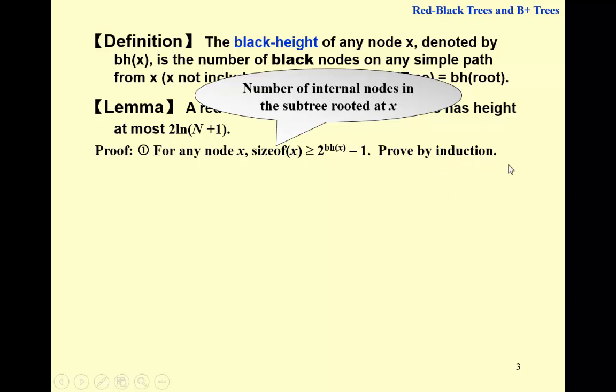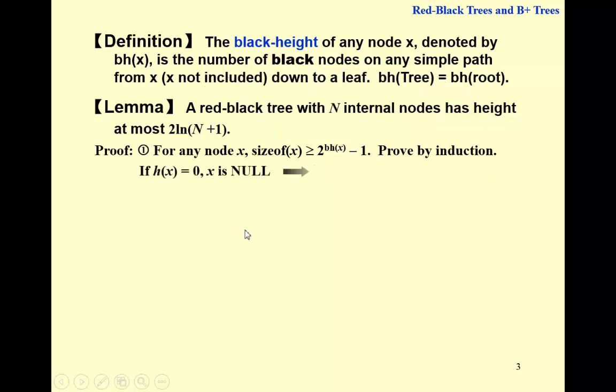When we use induction, first of all, we have to prove that this is true for the smallest case. If the tree height is 0, it means that the tree is empty and X is null, and therefore the size of X is 0, and the black height of X is also 0, so they are equal, and therefore this inequality is true for an empty tree with 0 height. So we are done with the smallest case, right? Okay, what do we do next?